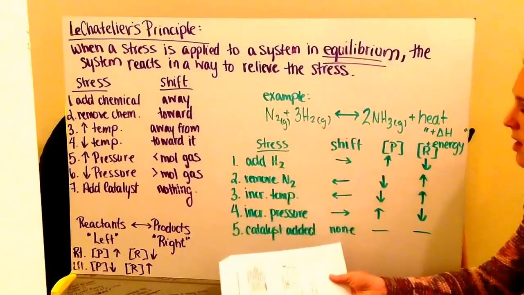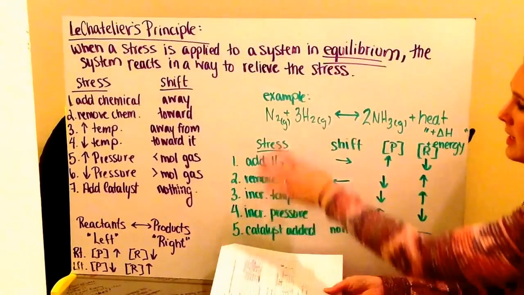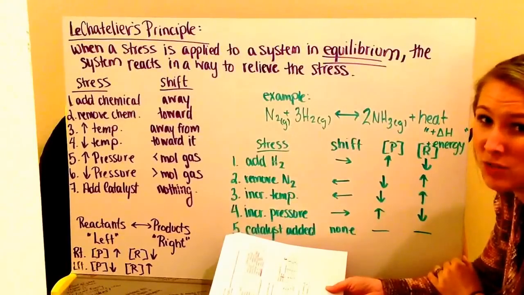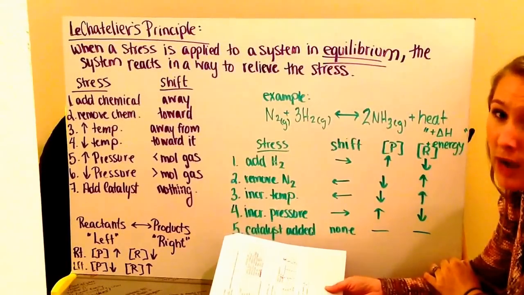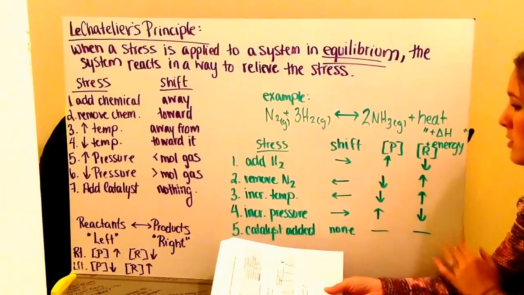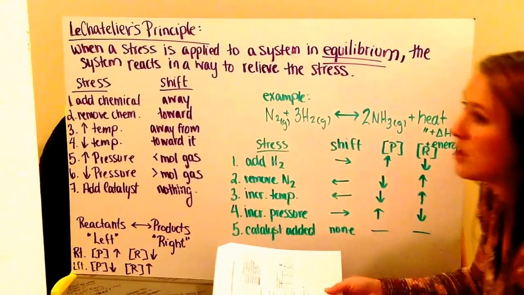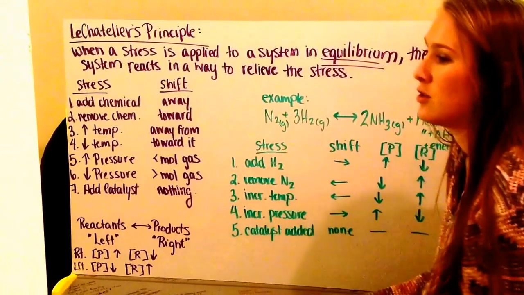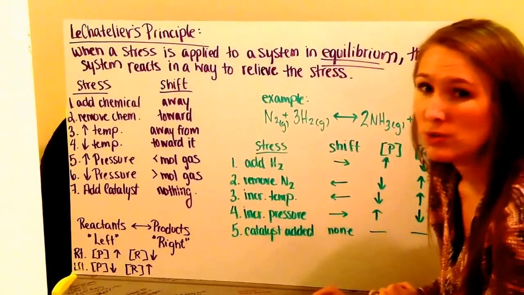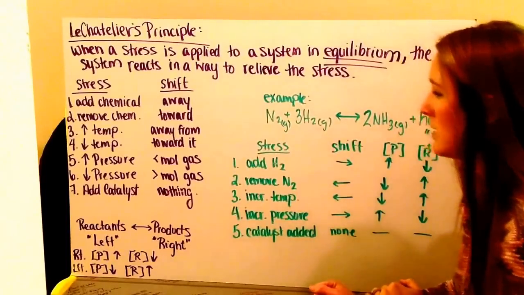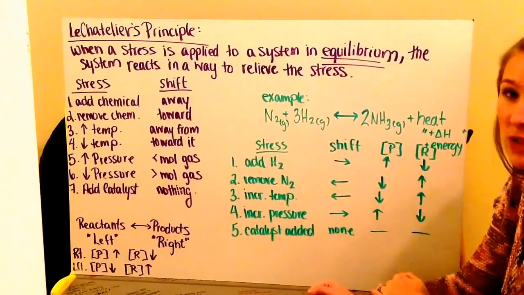Finally, if I add a catalyst, that actually does not change my equilibrium. That just allows my reaction to proceed with the lower activation energy. So therefore it does not increase or decrease my products or reactants. If this was just a forward reaction, that would decrease my activation energy, and a reverse reaction would also decrease my activation energy, but that will not have a hindrance on how much product or reactants we have.